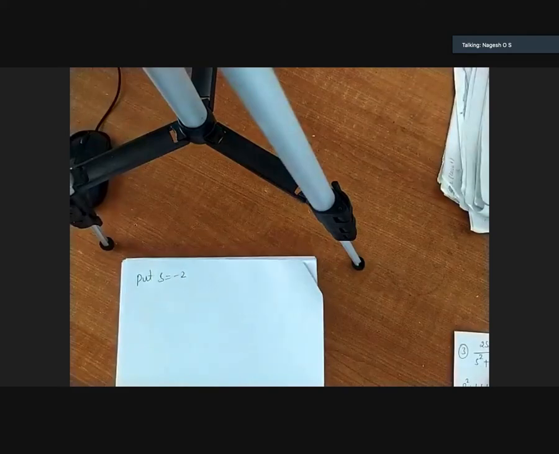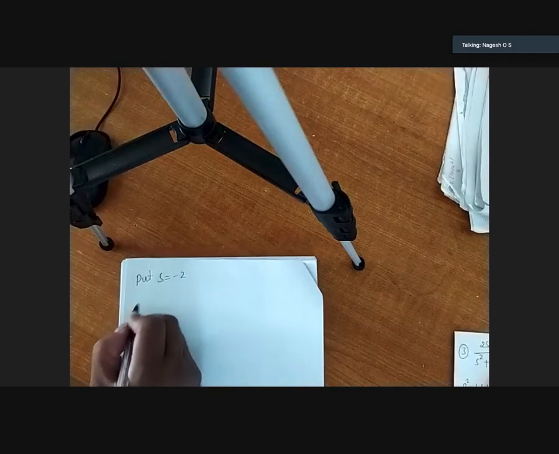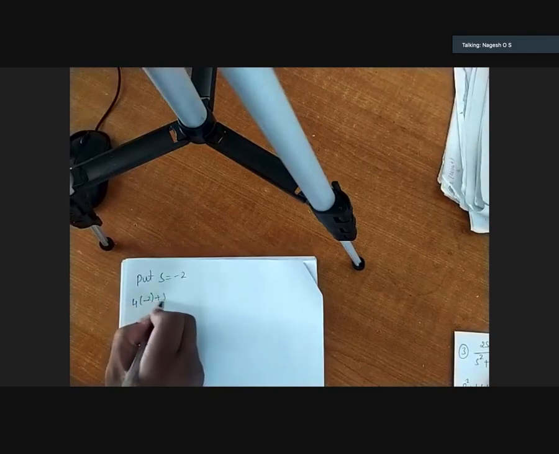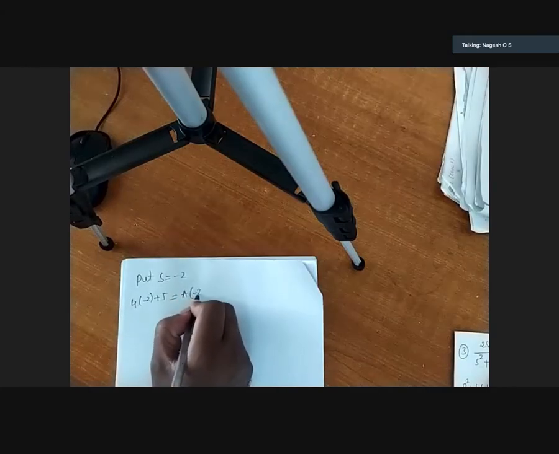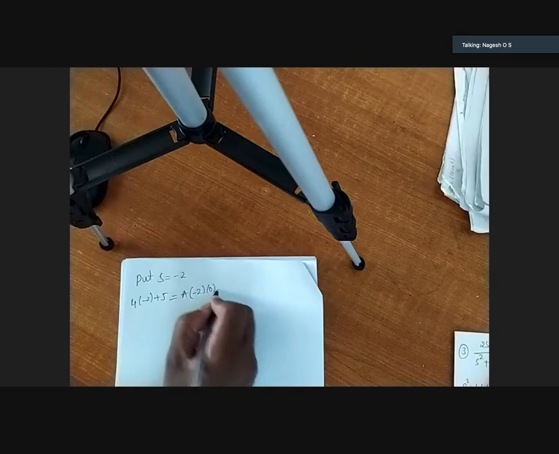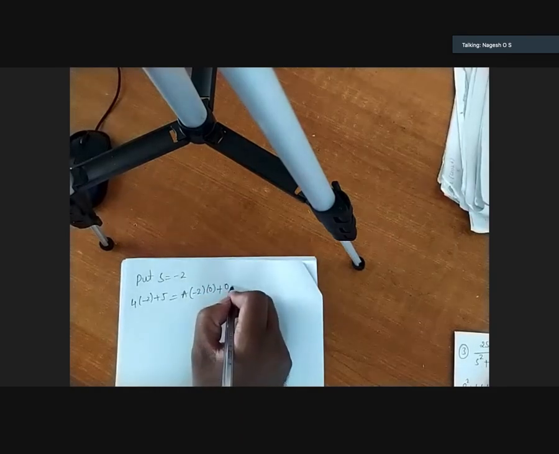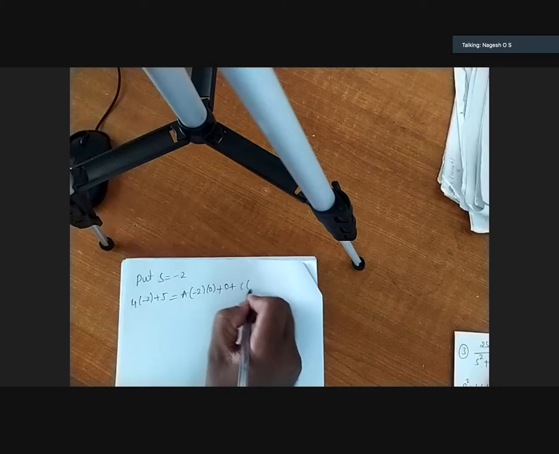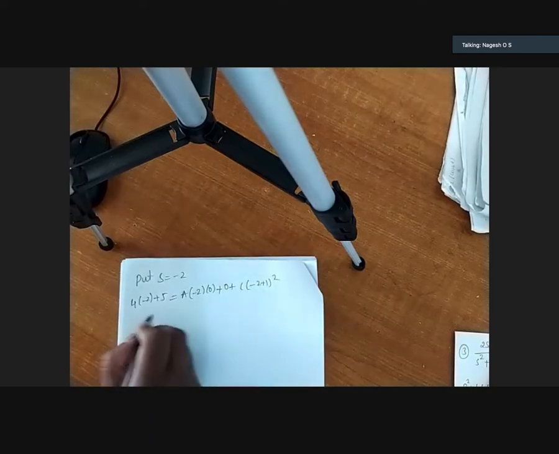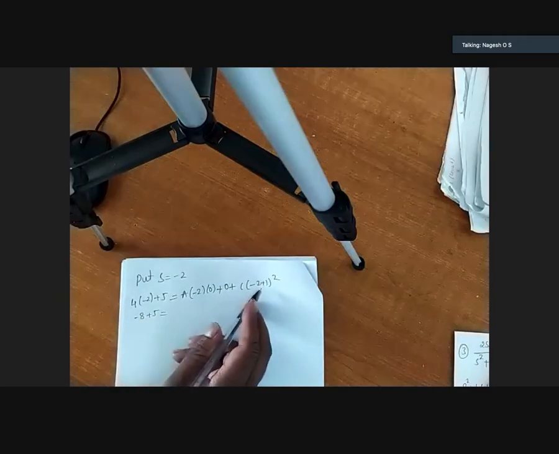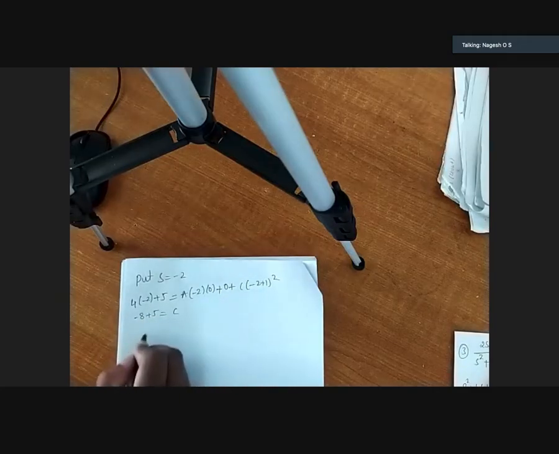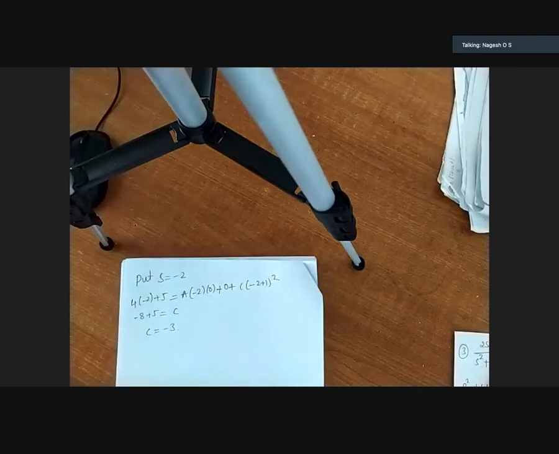Put S equal to minus 2. S equal to minus 2 means 4 into minus 2 plus 5 is equal to A into minus 2, so that will become 0, plus this will also become 0, plus C into minus 2 plus 1 whole square. Minus 8 plus 5 equal to minus 2 plus 1 is minus 1. Minus 1 whole square is 1. C is equal to minus 3.